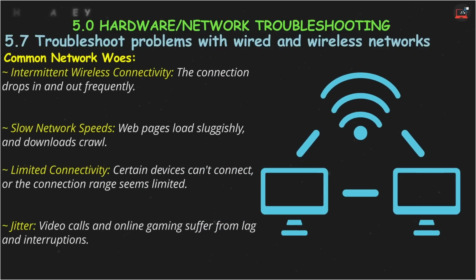Common network woes. Intermittent wireless connectivity: the connection drops in and out frequently. Slow network speeds: web pages load sluggishly and downloads crawl. Limited connectivity: certain devices can't connect, or the connection range seems limited.